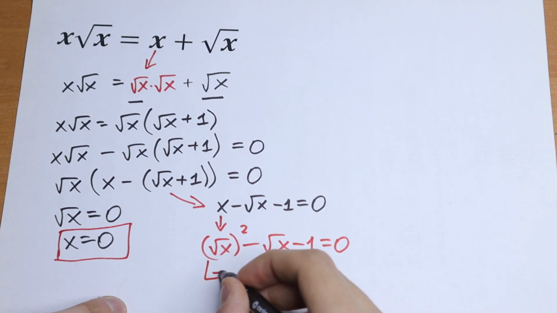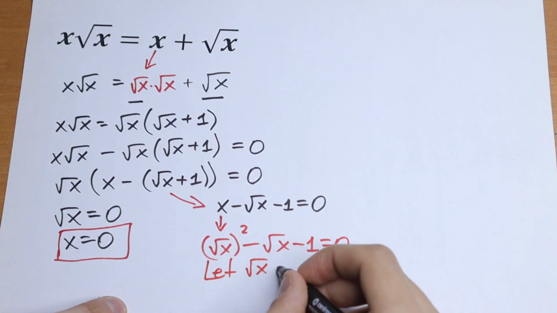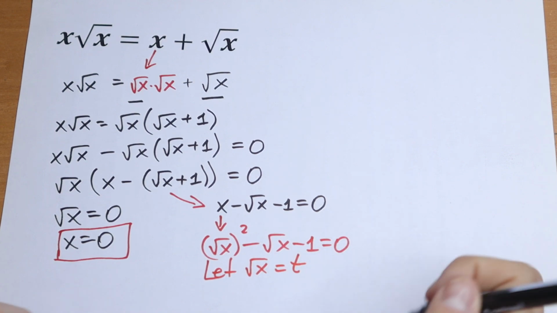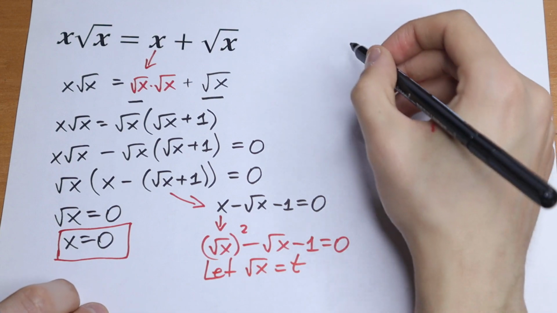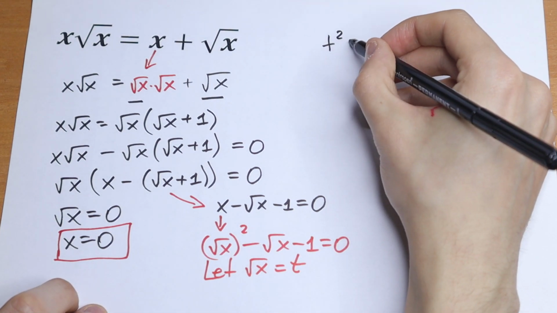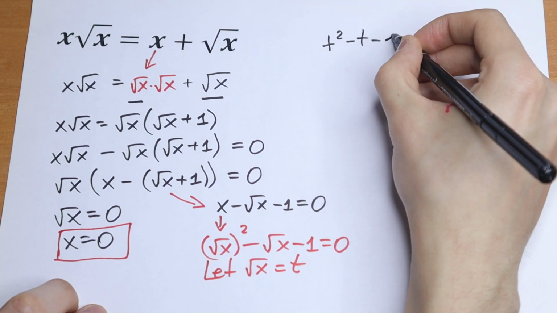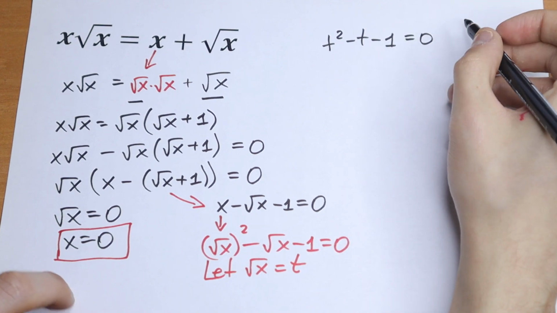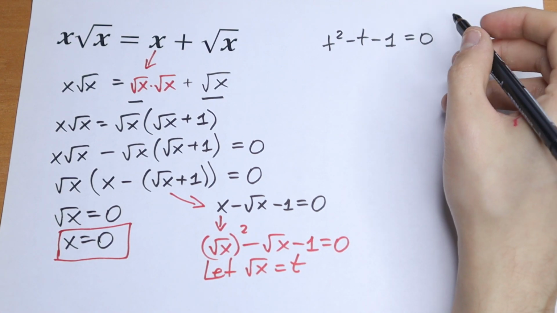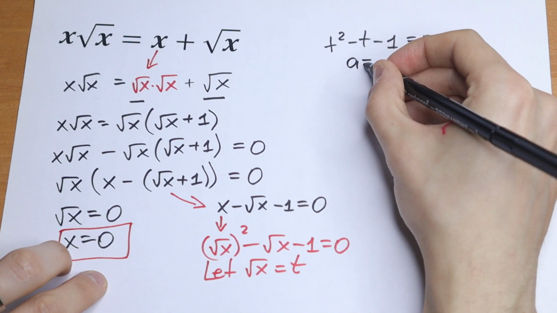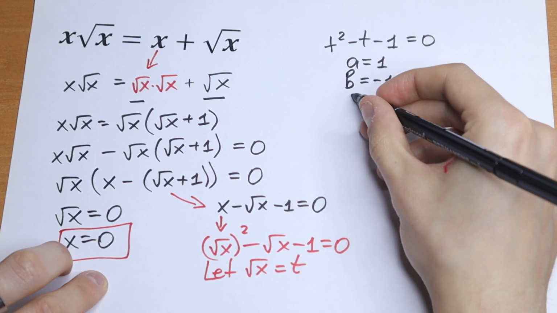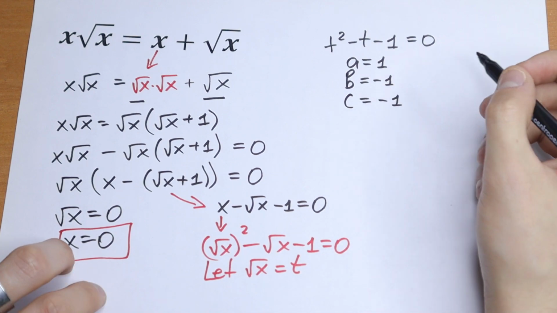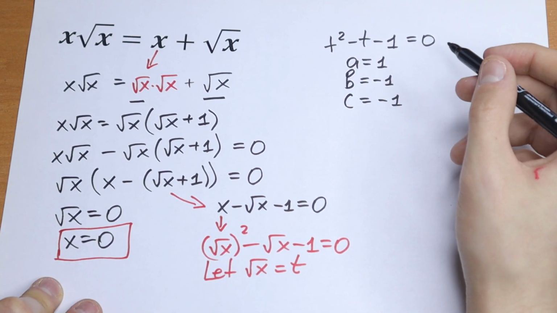It's really a good moment to make a substitution right here. So let square root of x equal t. And then we will have t squared minus t minus 1. Interesting quadratic equation: t squared minus t minus 1 equal to 0. How can I solve this? Of course, let's write our a, b, c: a equal to 1, b equal to minus 1, and c equal to minus 1. And we can quickly find our t.